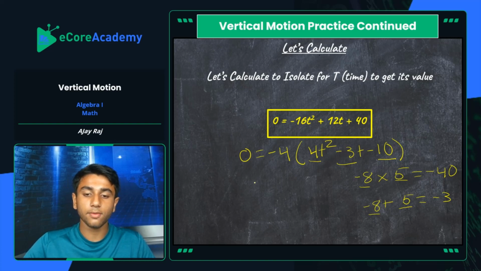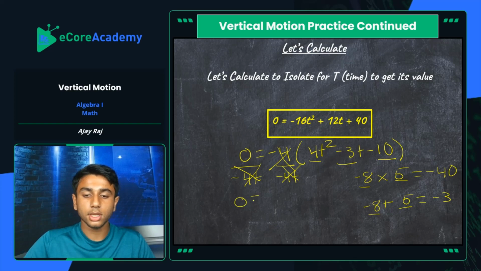Now that we've calculated that, we can advance our equation. We have this negative 4 here being multiplied. However, the negative 4 can get eliminated because we can divide both sides of the equation by negative 4t. When you do so, the negative 4t cancels out because 0 divided by negative 4t is 0. So now we're left with this little trinomial here.